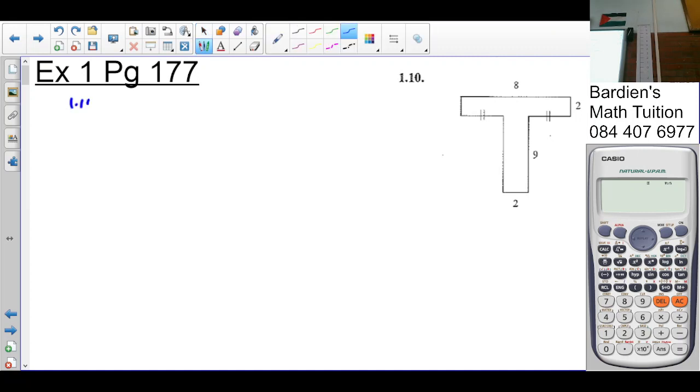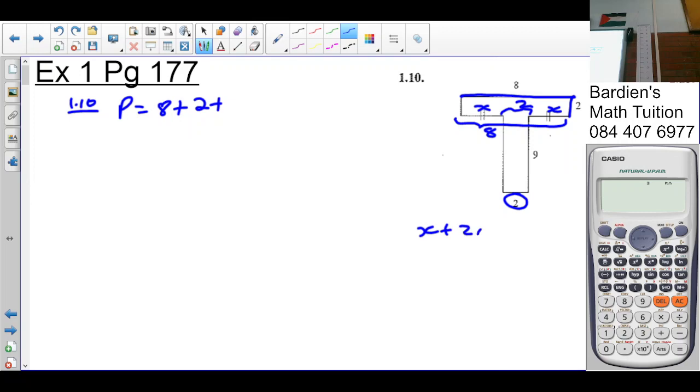So for 1.10, we start here with the perimeter. It's going to be 8 plus 2 plus, that is not marked. Can you see here? That and that is the same. So if that is x, that is x. What is the length from there to there? 8. What's the length from there to there? 2. So 8 minus 2 is 6. So you've got x plus 2 plus x is equal to 8. So 2x is equal to 6. x is equal to 3. So each one of these is going to be 3. You understand? Okay. So it's going to be 3, 3.